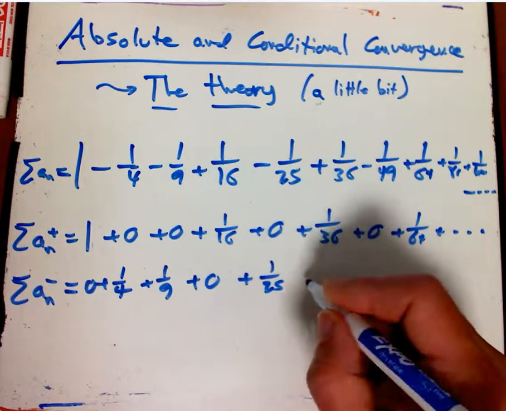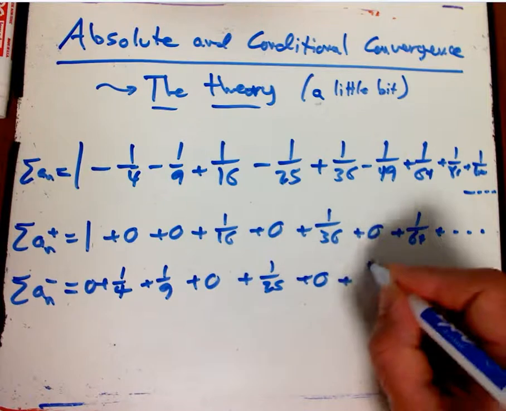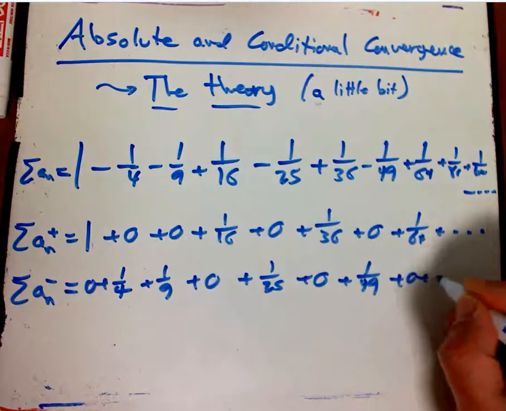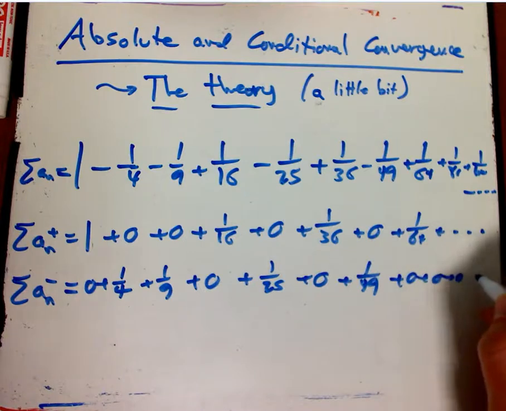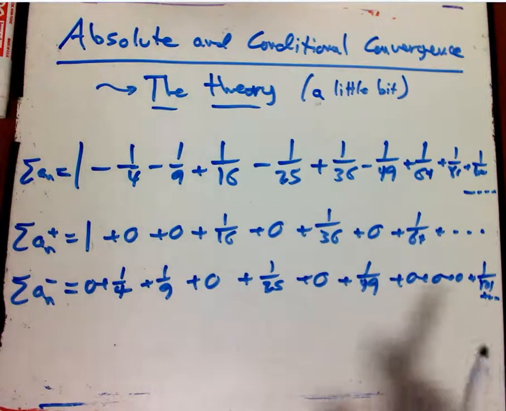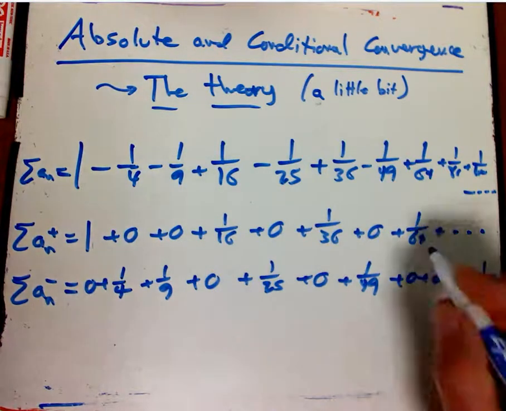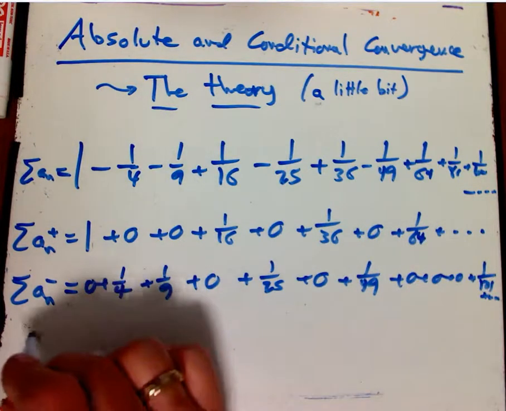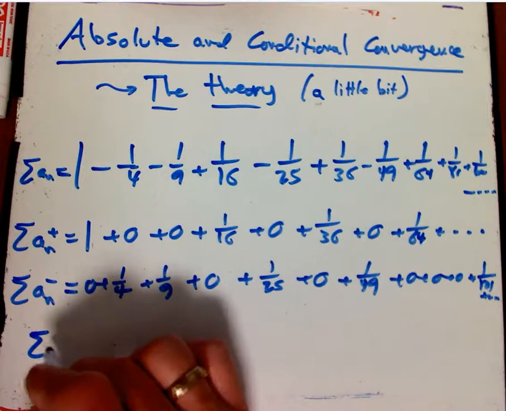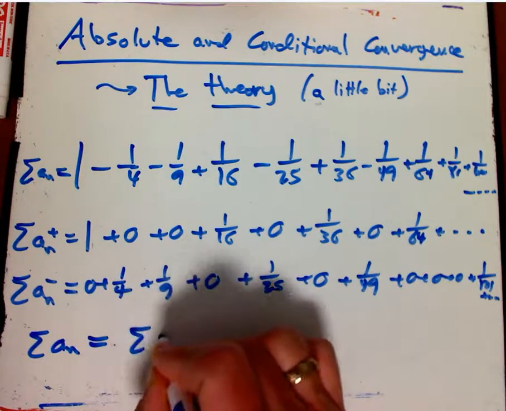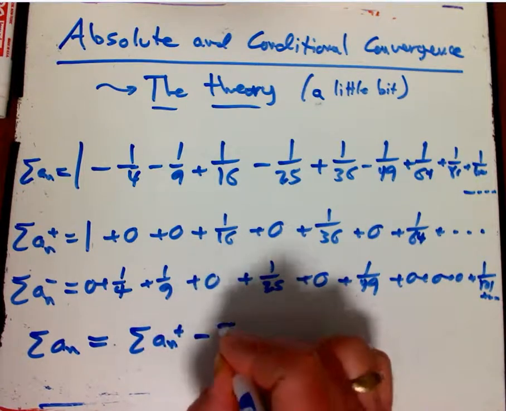So it's going to be the negation of the minus terms. So that's plus 0, plus 0, plus 0. And the next one, it's going to have a 1/121, etc. So they're both positive term sequences, so anything we know about those is going to apply. And the key is that the sum of a sub n will be the sum of a sub n plus minus the sum of a sub n minus.